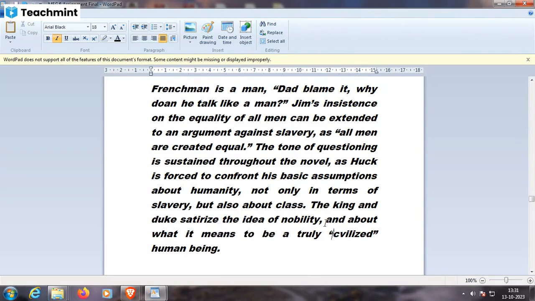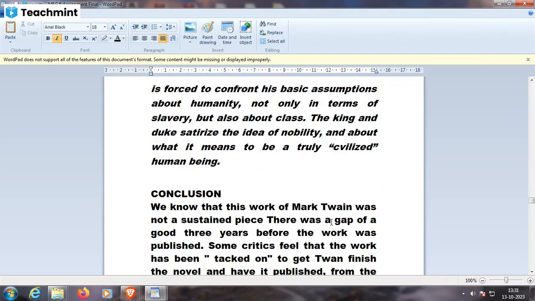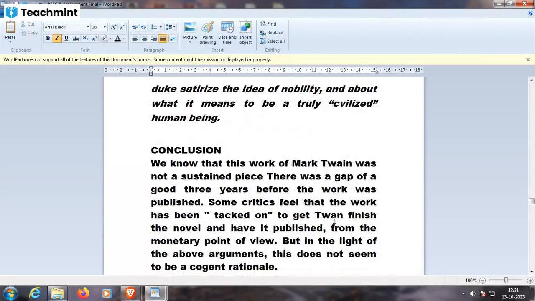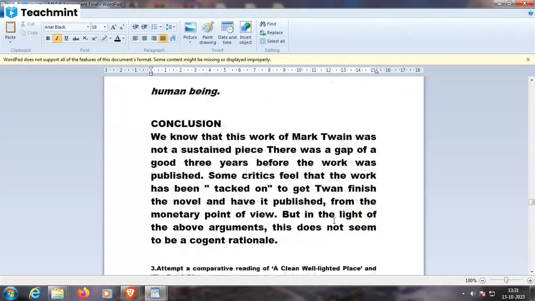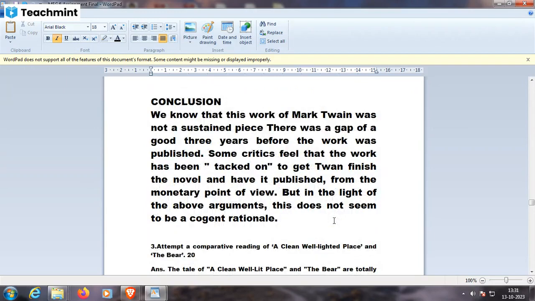Now, the most important aspect is the conclusion we draw from it. We know that this work of Mark Twain was not a sustained piece. There was a gap of a good three years before the work was published. Some critics feel that the ending was hurried on to get Twain to finish the novel and have it published from the monetary point of view. But in the light of the above argument, this does not seem to be a cogent rationale.